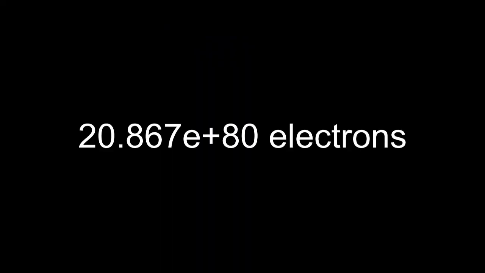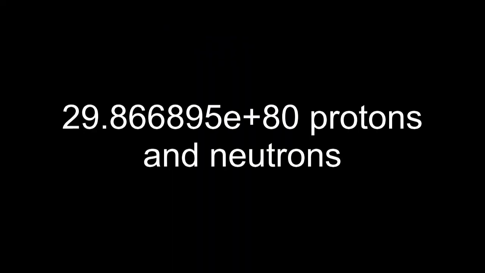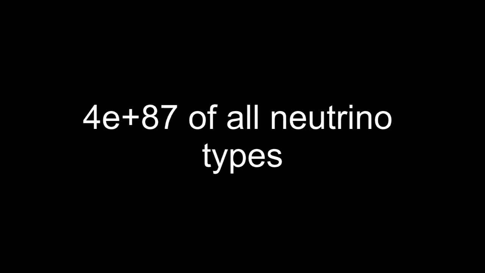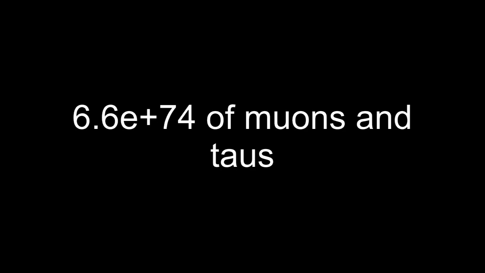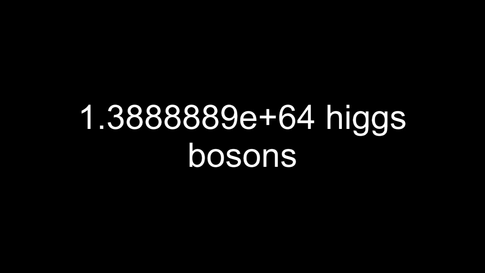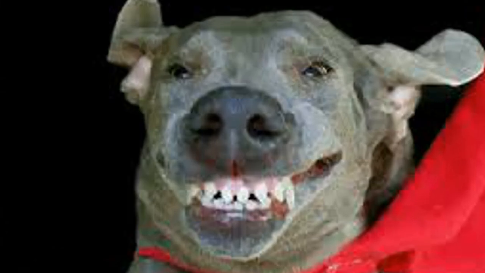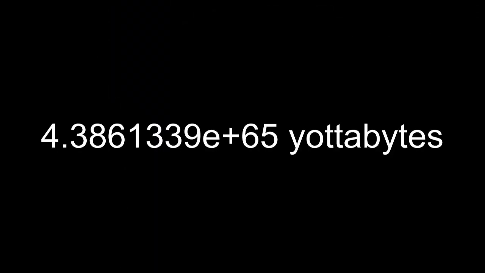Assuming that there are 20.867 E+80 electrons, 29.866895 E+80 protons and neutrons, 4 E+85 photons, 4 E+87 of all neutrino types, 6.6 E+74 of muons and taus, and 1.388889 E+64 Higgs bosons at any moment, then the universe would take up 4.242008463000000145833335 E+90 bits, or 4.3861339 E+65 yottabytes.